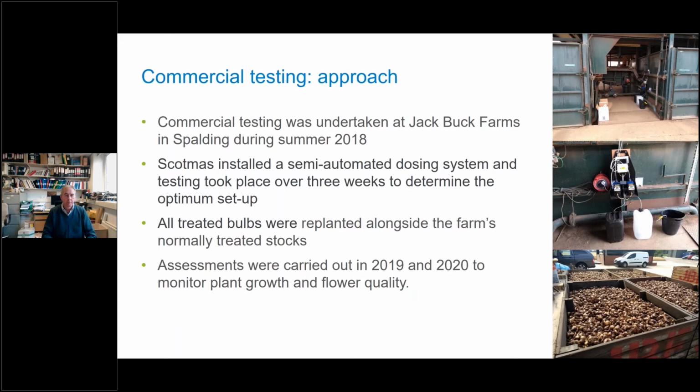So having done the laboratory and the small scale tank testing, we moved on to test at a commercial scale. This was done at Jack Buck's Farms up near Spalding during the summer of 2018. And Ewan from ScotMass, who you'll hear from in a minute or two, installed a semi-automated dosing system, and we tested that over 3 weeks during the bulb dipping season, just really to fine-tune it so that we could get the right amount of chlorine dioxide going into the tanks. And at the end of the 3 weeks, all the treated bulbs were replanted alongside the farm's normally treated stocks. And assessments were then carried out in 19 and 20 to monitor plant growth and flower quality. But Ewan will tell you much more about this in his presentation.